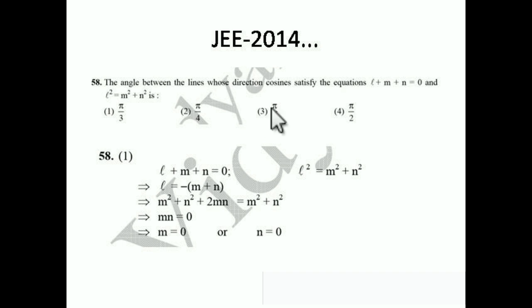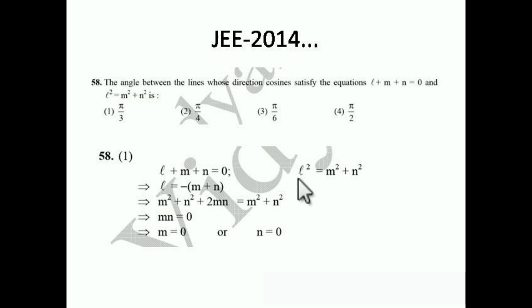This is the formula. Now they say that these two equations satisfy the line. Now if we want to do the product, then we must convert into any one variable. Here three variables are given, l, m and n. So we convert them into only one variable. How? Let's see. l plus m plus n is equal to 0. That means l is equal to minus (m plus n). And we have this l square plus m square is equal to n square.